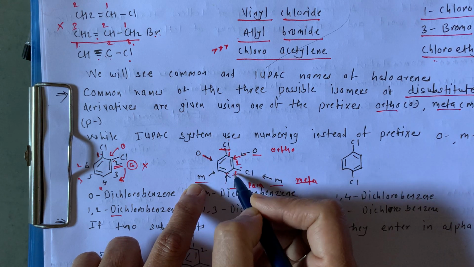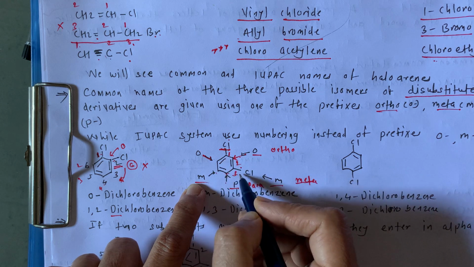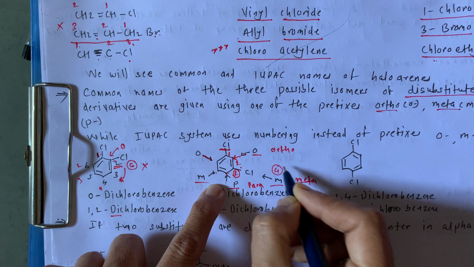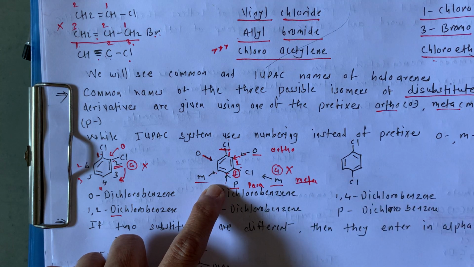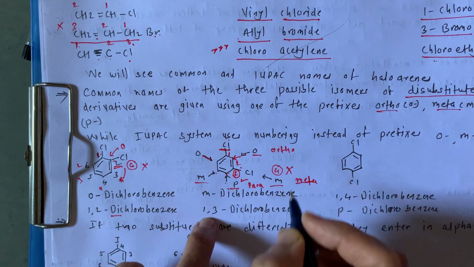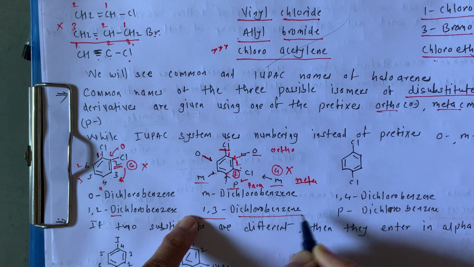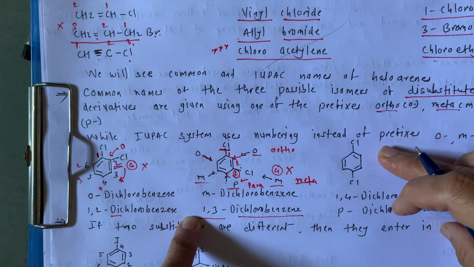But if you start anti-clockwise, then 1, 2, 3, 4. 3 is a lower number than 4. So we are not supposed to take 4 anti-clockwise. We will take 3. And so here we are writing 1,3-dichlorobenzene.